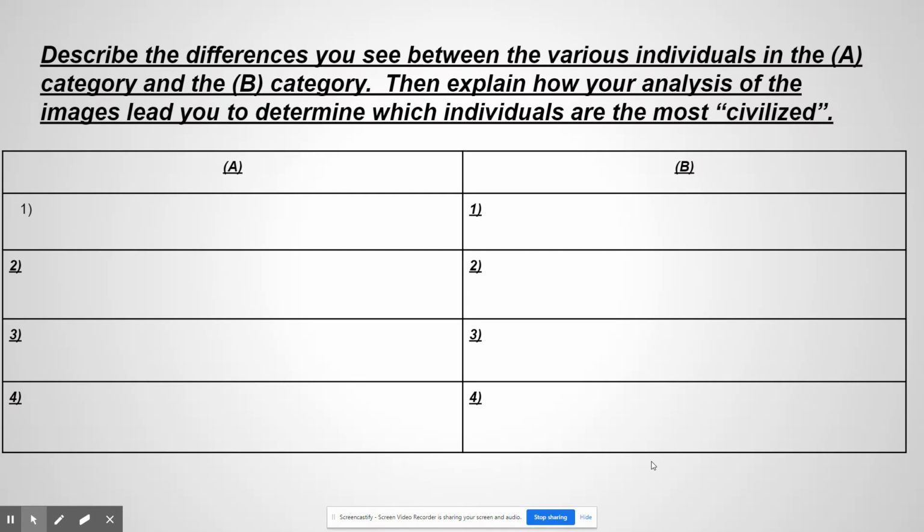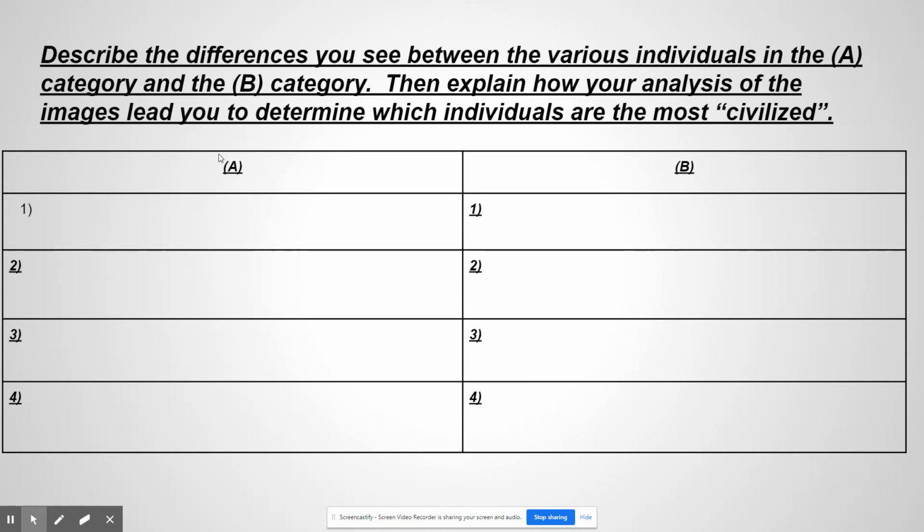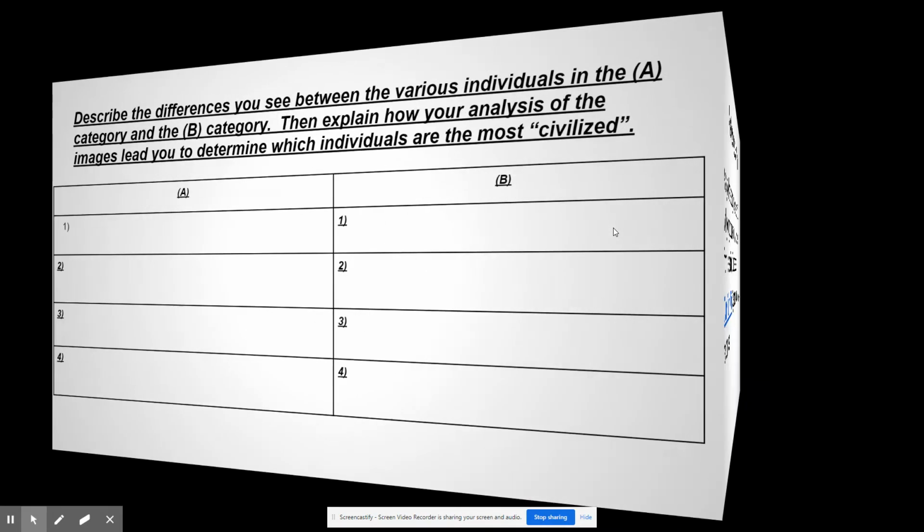And then after you analyze the different images, the next activity involves this comparison organizer. You're going to explain or describe what you see in column A and the images that you saw in column B. And then from there, you're going to give me a determination. You're going to explain how, based on your analysis, you consider which set of individuals more civilized and why. And the hope is that we have a collaborative discussion with the rest of the group while we're in the Google Meet.